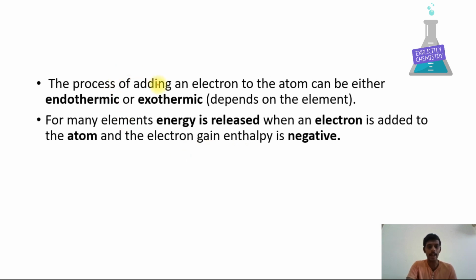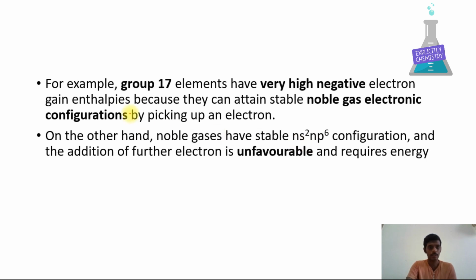The process of adding an electron to the atom can either be endothermic or exothermic. Endothermic means absorption of energy, exothermic means evolution of energy. It depends on the element. For many elements, energy is released when an electron is added to the atom, which means exothermic, and the electron gain enthalpy is negative. For example, group 17 elements, also called halogens, have very high electron gain enthalpies because they can attain stable noble gas configuration, which is a completely filled configuration, by picking up an electron.